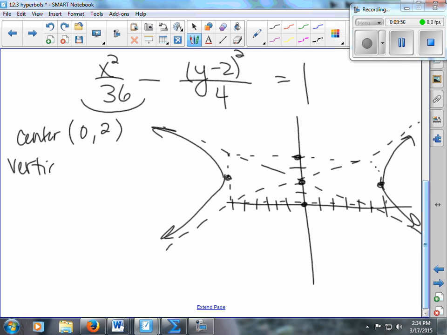My vertices are the x coordinate of the center, which is 0, plus or minus 6. And then the y coordinate is going to stay at 2.